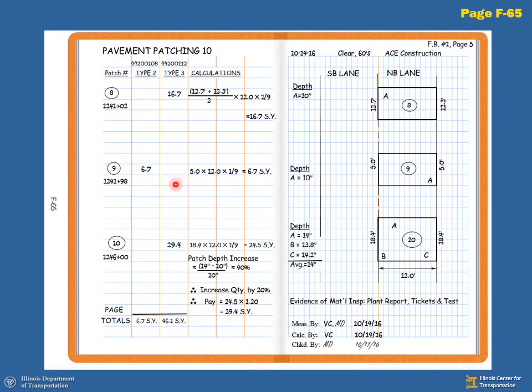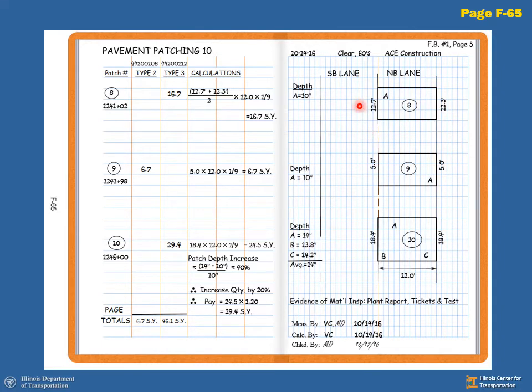Okay, page F65 in your DOT guide is an example of a field book entry for some pavement patching. One of the most important things that we do first in patching is lay out the dimensions of the patch. Most of the time you're going to be a full lane width, whatever that lane might be. This one was a 12-foot lane. And then we're going to lay out the length. We're actually going to mark where the contractor should cut, remove, and replace.